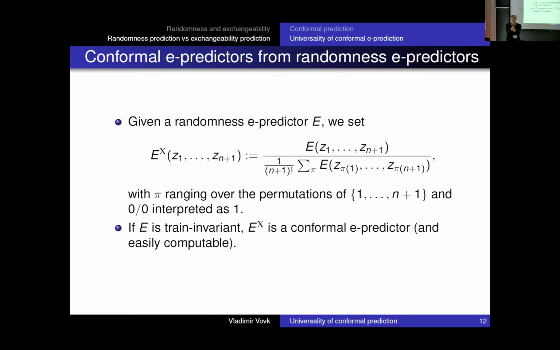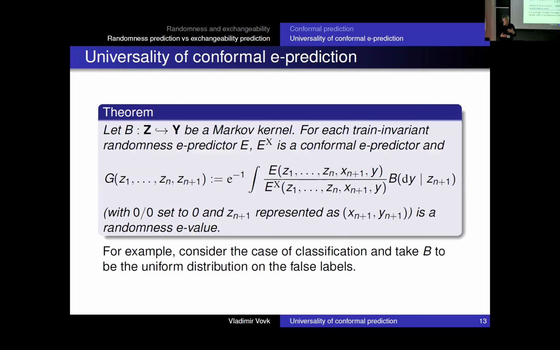If you are given some predictor which produces valid e-values under randomness, you can turn it easily into a conformal e-predictor. So the formula is there. It's computationally efficient. You take the e-value for the sequence and you divide it by the average over all permutations. So what you get is valid under exchangeability. You might lose something, but the main result says you don't lose much.